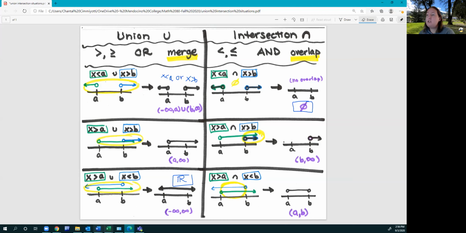But I wanted to just mention that there are 6 cases, and when you see this situation where they're going in opposite directions, sometimes you write it as a disjoint union, and sometimes you're going to say no overlap. It depends if you're looking at or and and. The union and intersection have very different meanings, and you have to respect that.